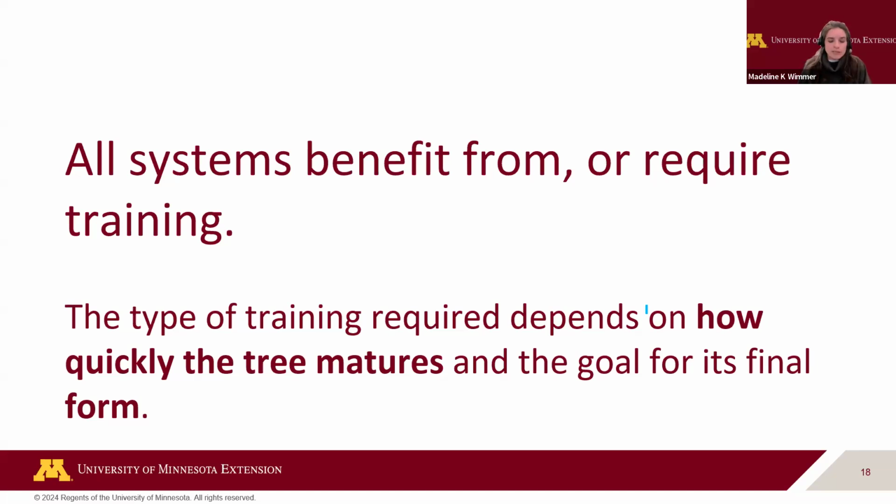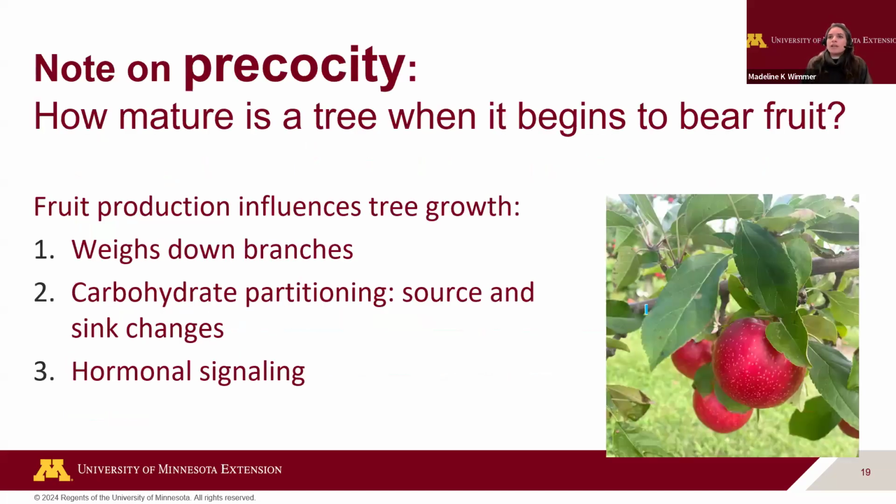What is that shape going to be looking like? So a note on this word precocity, as I mentioned, that rootstocks are not only dwarfing those apple trees and making them a little bit smaller, but they also mature faster. They get to the point where they start to produce fruit a lot quicker. And this is an important concept because fruit does a number of things.